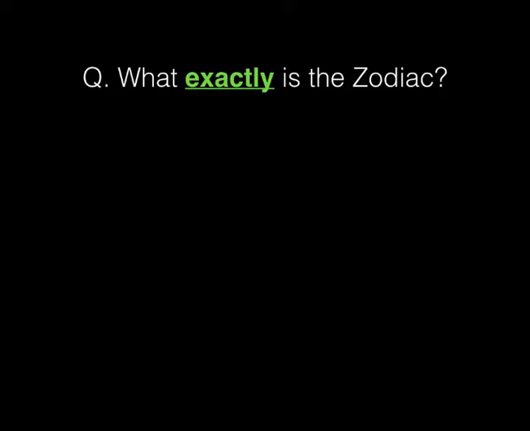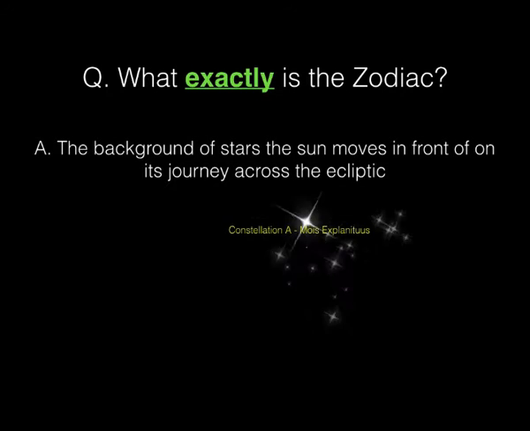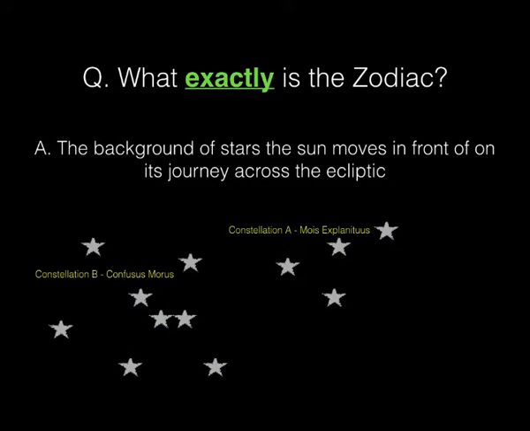Okay, well, we've all heard of it, I think, but the Zodiac is the background of stars that the sun moves in front of on its journey across the ecliptic. All right, well, we introduced another word there, ecliptic, but we'll get to that. So let's start off with a constellation. We'll call it Constellation A, or Mo has explained it to us. Now we need another constellation, and that is Constellation B, or Confusus Morris.